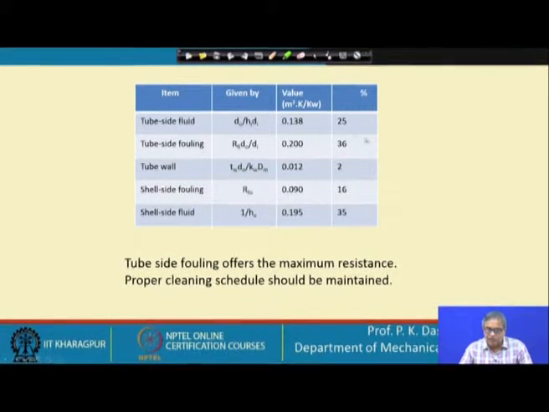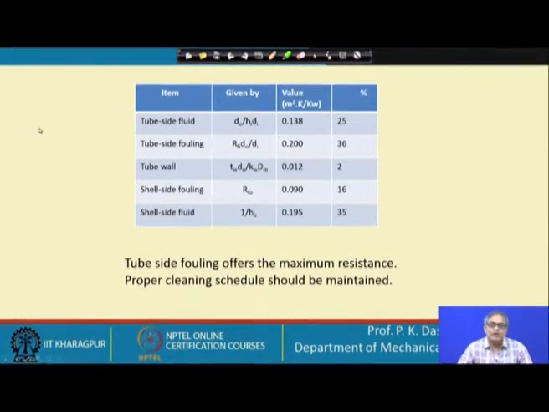So, out of all these things, the 36% is the tube side fouling, and that is quite large. Shell side heat transfer coefficient, that is condensation heat transfer coefficient, should be high, but due to the effect of inundation etc., the average heat transfer coefficient falls, unless we use some method to take care of this. But what is to be noted is that tube side fouling is quite high, 36%. Even shell side fouling is also not negligible.